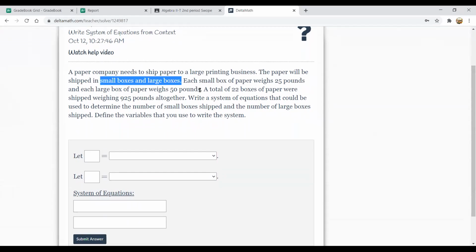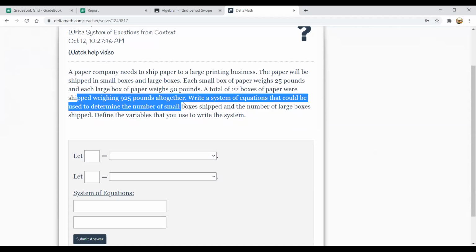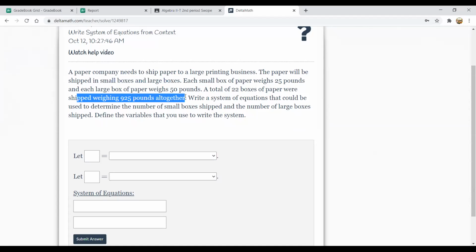If we had paper and pencil, I would try and kind of model. You should try and underline things in the problem. They tell us each small box of paper weighs 25 pounds. The large box weighs 50 pounds. There was a total of 22 boxes, and we have a total of 925 pounds in terms of the weight. We want to write a system of equations to find the variables.